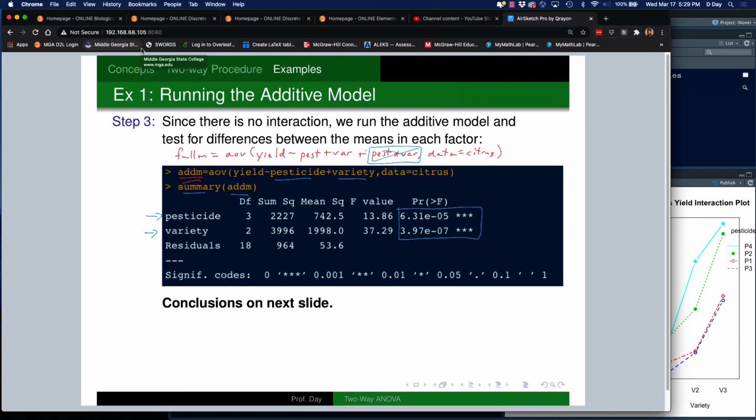Is that meaningful in the long run? We're talking about minute differences. This is much smaller. 6.3 times 10 to the negative 5 is a little smaller than 0.0001. And so this is just saying we have a stronger case to reject the hypotheses. So we basically ran our hypothesis tests here for both pesticide and then one for variety. So the way you write that up is on the next slide.